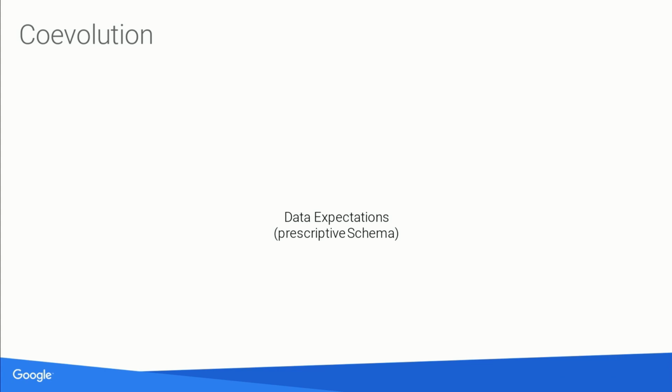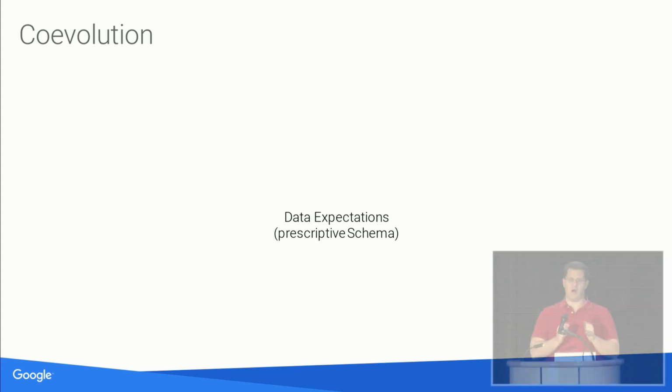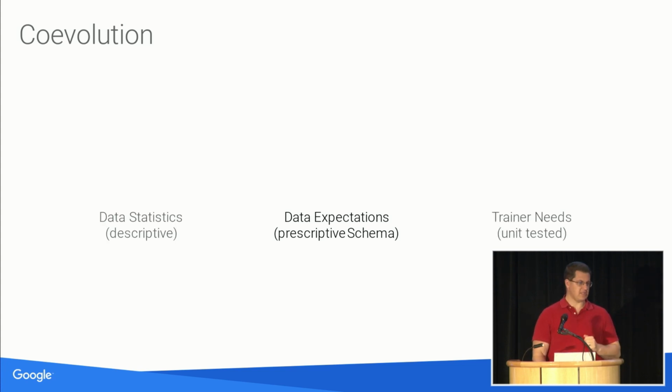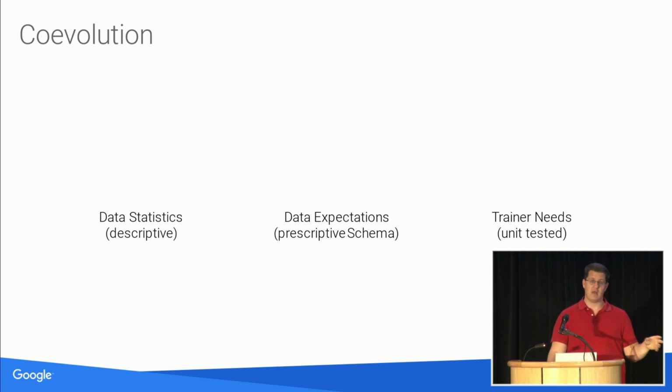So, data expectations and a prescriptive schema are core to the system. What I mean by a prescriptive schema is it's something that does not describe the data. It describes what the data should be like. It gives hopes for what the data should be. And that's in comparison to, say, the data statistics, which actually describe the data, and the trainer needs, which represent what actually needs to be true for the data to actually work for the trainer.